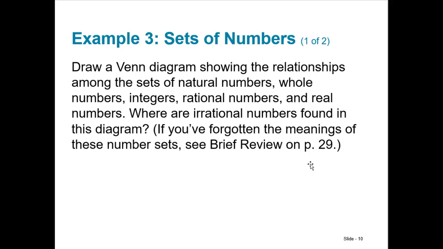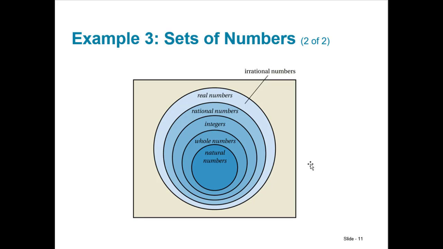So let's draw a Venn diagram showing the relationship among the sets of natural numbers, whole numbers, integers, rational numbers, and real numbers, and then where are irrational numbers found in this diagram. If you've forgotten the meaning of these sets, you can see the brief review on page 29 of our textbook, or you can Google it, but basically this is what it looks like, right? We've got ways of classifying numbers and they just become smaller and smaller groups.